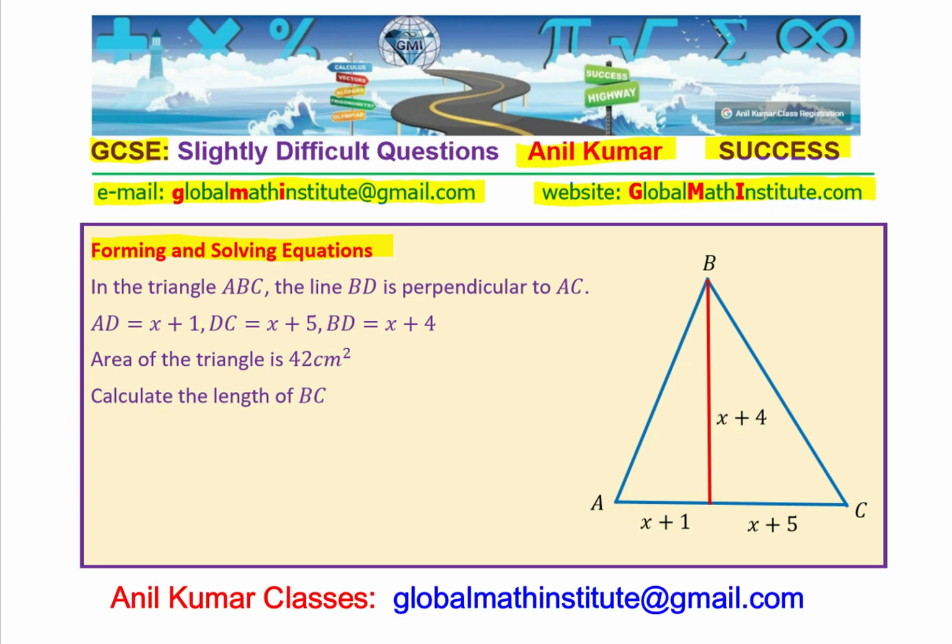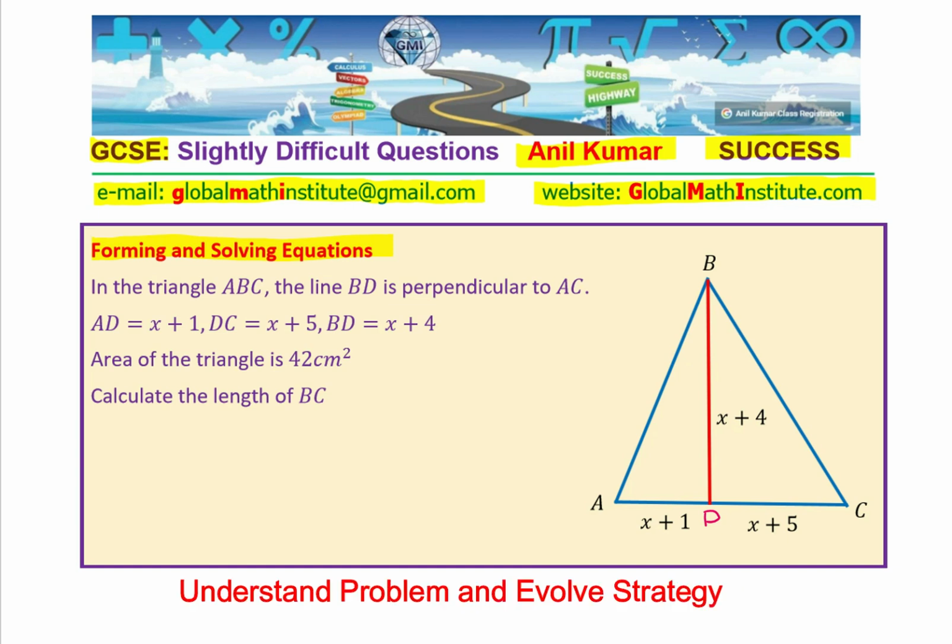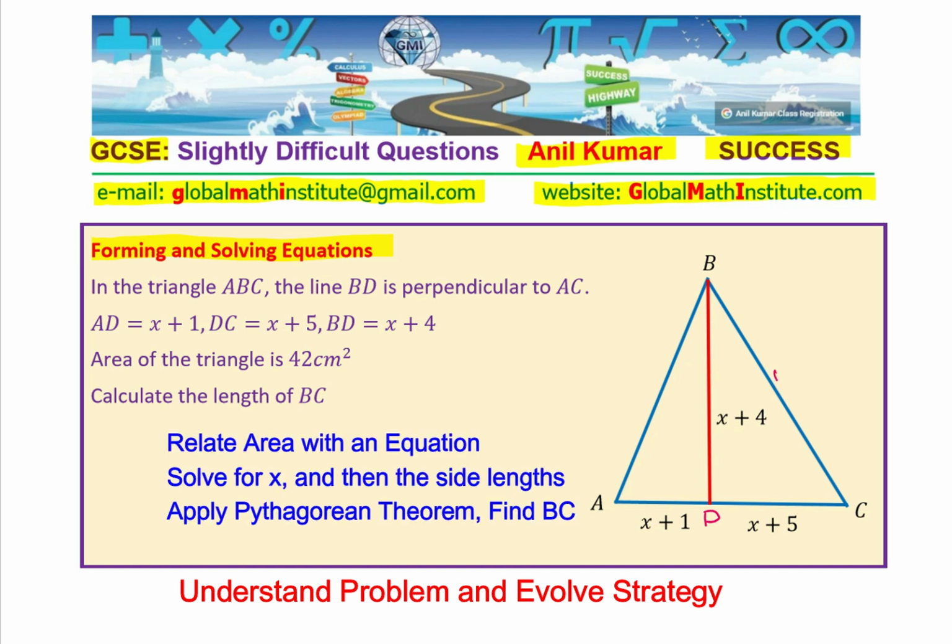In the triangle ABC, the line BD is perpendicular to AC. So this is the line BD, which is perpendicular to AC. AD equals x plus 1, DC is x plus 5, and BD is x plus 4, as shown in the figure. The figure is not to scale, okay? The area of the triangle is 42 centimeters square. Calculate the length of BC. So this is what you need to find, right? Let's call this Y. That's what you need to find.